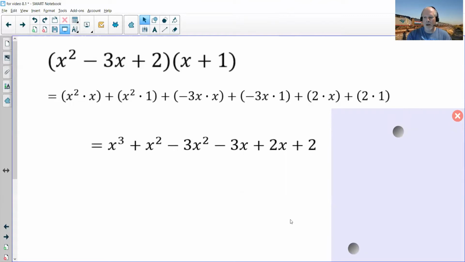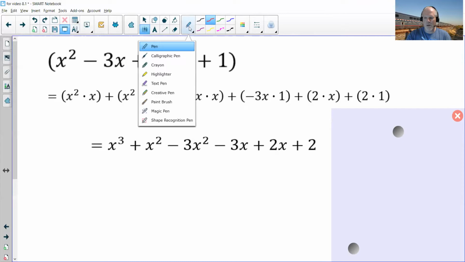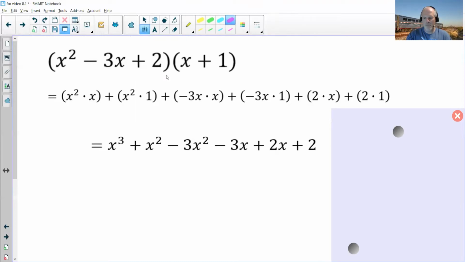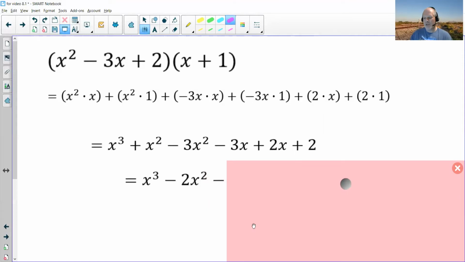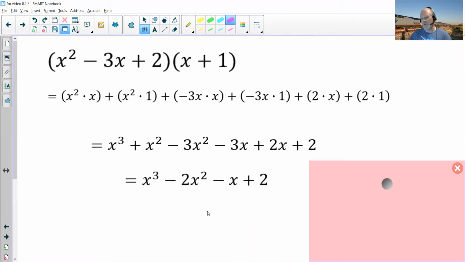Now we're still not quite done here because we can combine some terms. For example, these can be combined as well as these. So when we combine, we end up with x cubed, and then x squared minus 3x squared is negative 2x squared. Negative 3x plus 2x is negative 1x, and then plus 2. We have nothing more to simplify here, so that's our answer.